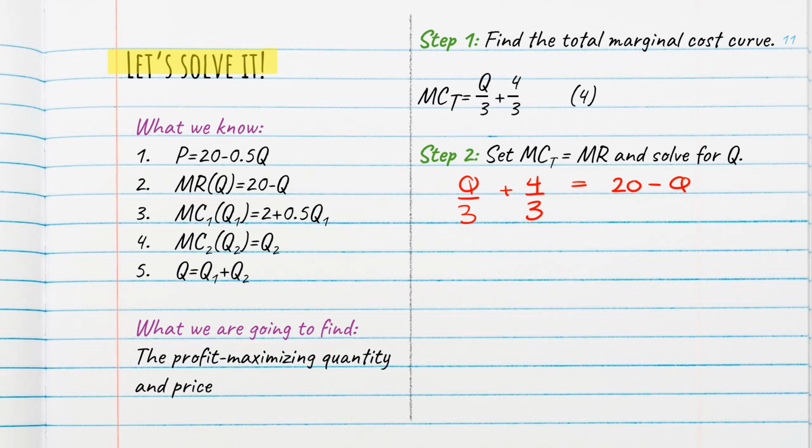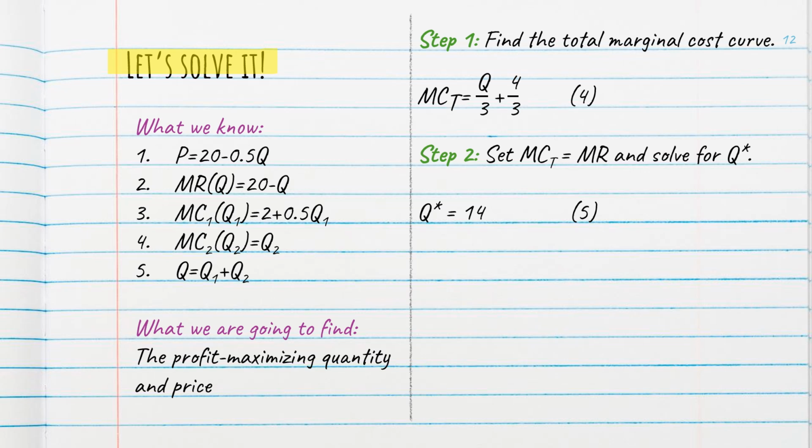Now I'm very annoyed by the fractions here, so the first thing I'm going to do is multiply both sides of my equation by 3. When I do that, I get Q plus 4 is equal to 60 minus 3Q. Now I'm feeling less annoyed, and I can solve for Q by collecting all my Q terms on the left-hand side of the equation. I have 4Q is equal to 60 minus 4, which is 56. And when I divide both sides of this equation by 4, I get that Q star, the optimal slash profit maximizing quantity, is equal to 14 units.